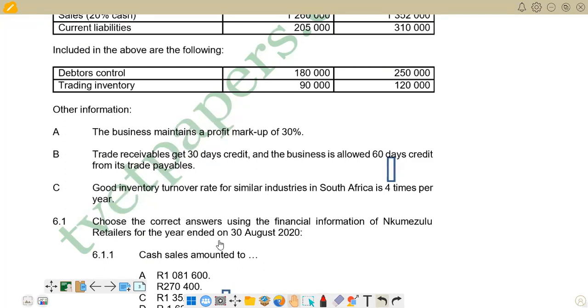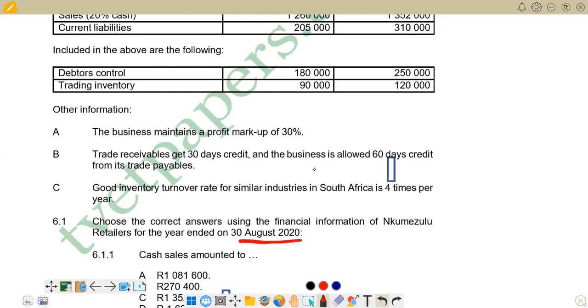Then we have the first part of question 6, which is 6.1. It reads, choose the correct answers using the financial information for information retailers for the year ended on 30 August 2020. So very important. The instruction is specifying that we should confine ourselves to the information for the year ended 30 August 2020, which means for the current year, this is the information that we are going to use for the calculations that are going to follow.